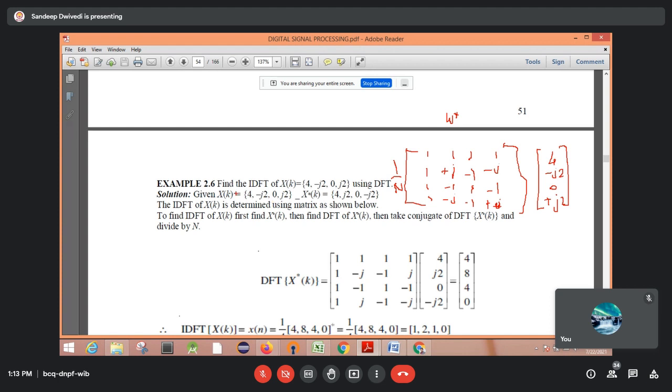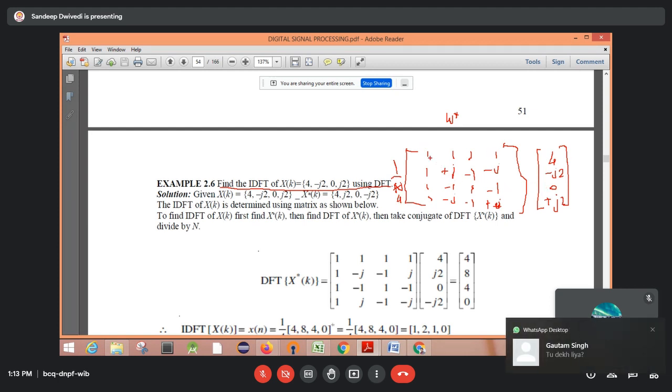What we are doing is finding the IDFT of x of k using DFT, using the matrix method. What is the value of capital N? That will be 4 over here. So whatever answer you get, you have to divide it by 4, that is multiply by 1/4.